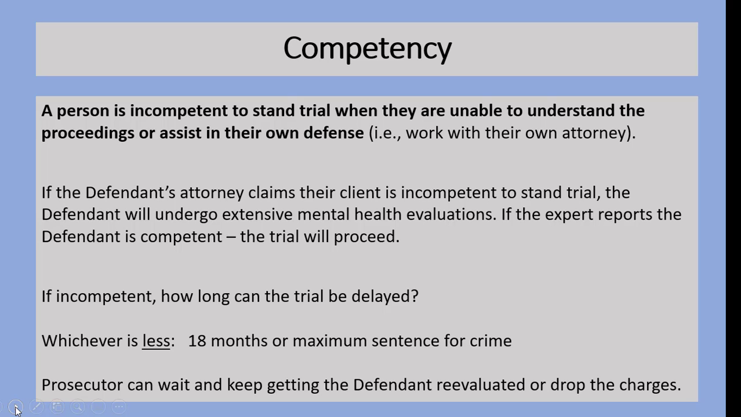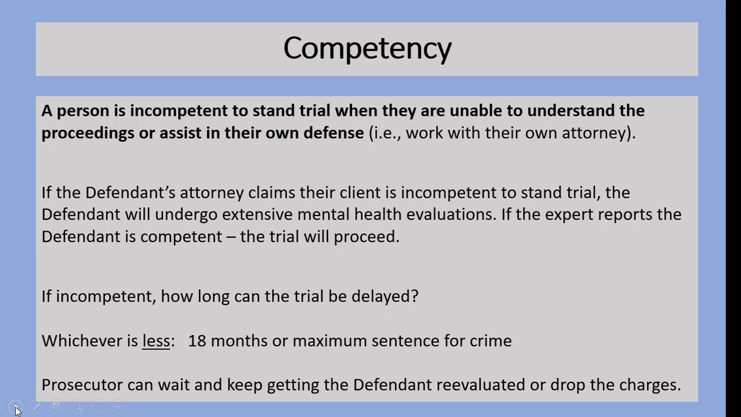They've been charged with a crime. The prosecution believes they have enough evidence to prove that crime against them beyond a reasonable doubt. And yet an expert, a psychologist or a psychiatrist, has evaluated this person and said, you can't go forward with a trial because the defendant's incompetent. Well, what happens? What happens is a time frame, whichever is less of these two things. Either 18 months or the maximum sentence for the crime passes, or the prosecutor can wait and keep getting the defendant reevaluated or drop the charges.